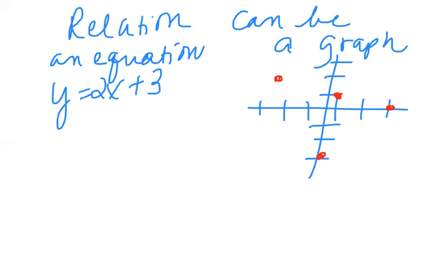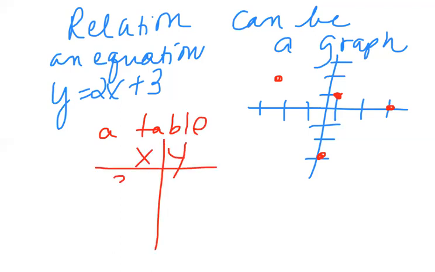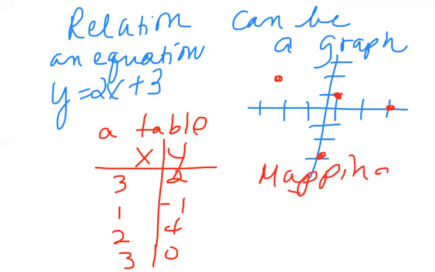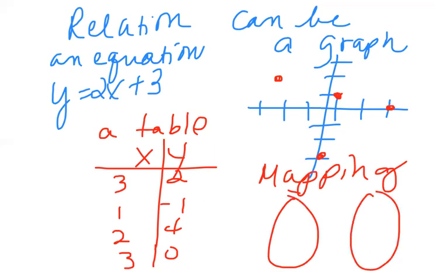And so another way is a table of points, a table of values, guys, x comma y. And so you might have something like this: 3 comma 2, 1 comma negative 1, 2 comma 4, 3 comma 0. That's another way to express a relation. And then last but not least, another way to express a relation is through a mapping. This is where you're going to organize your domain and your range, guys. The domain goes first over here, the range goes second.